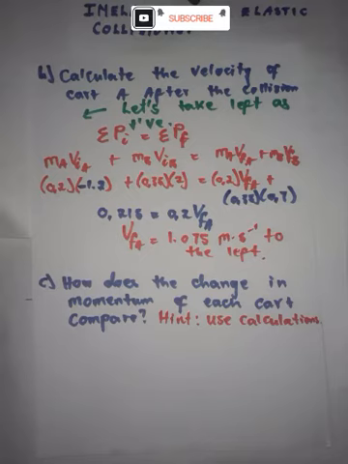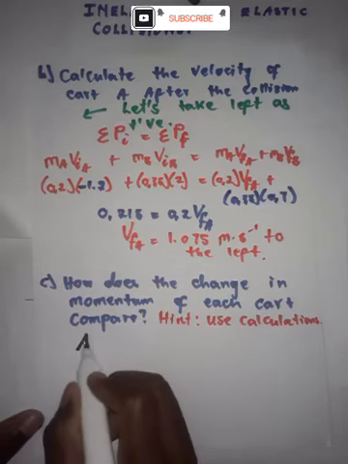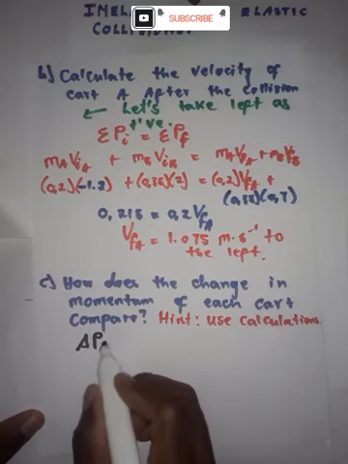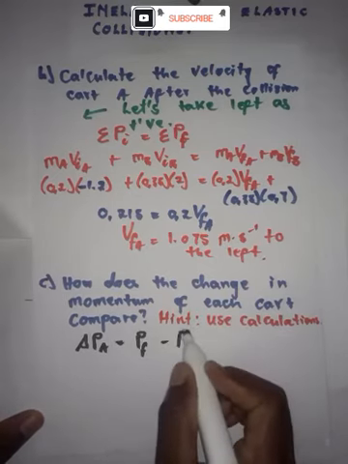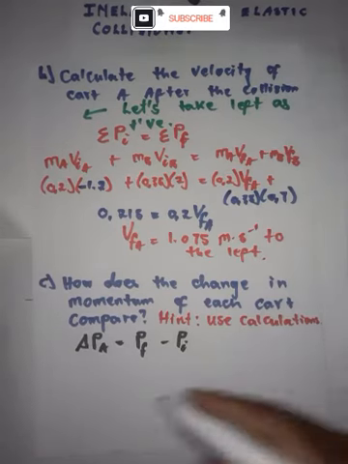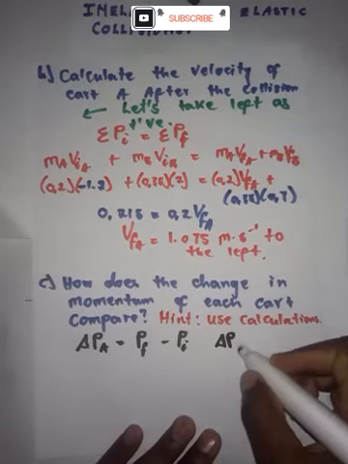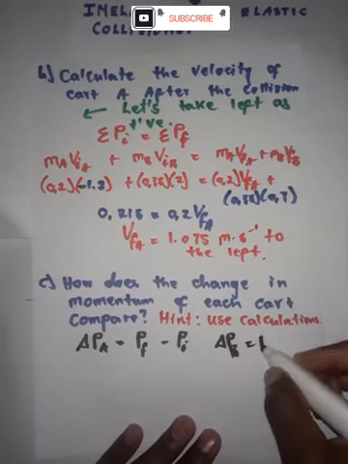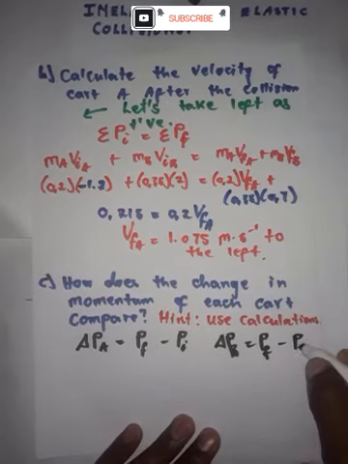So we want to check the change in momentum of each object. We're going to start with the change in momentum of A. It's going to be P final of A minus P initial of A. The hint said use calculations, don't guess. So the change in momentum for B is going to be P final minus P initial.